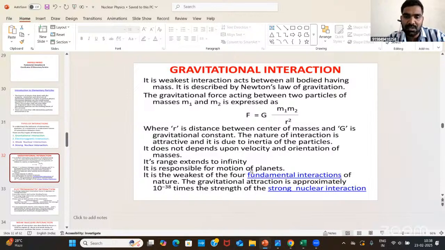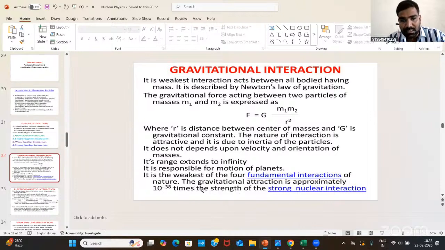It is responsible for the motion of planets. The motion of the planets is governed by this gravitational interaction. These occur between two bodies, right? Between the planets also, the interaction is gravitational interaction. It is the weakest of all four fundamental interactions of nature, as I just said. The gravitational attraction is approximately 10^-38 times the strength of the nuclear interaction.